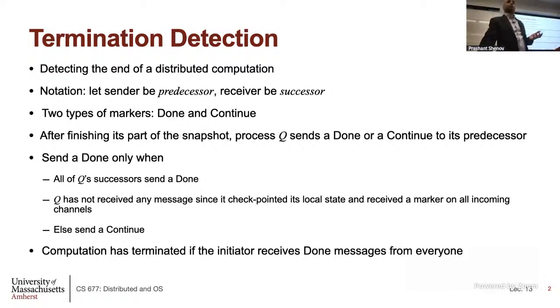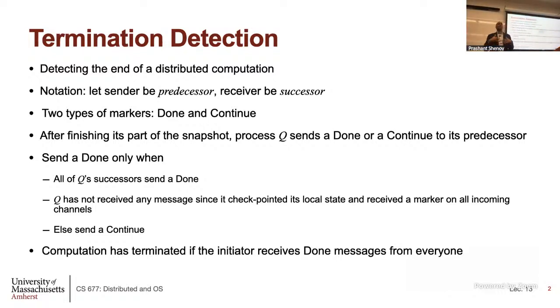So these messages are going to flow back all the way to the process that initiated the snapshot, and either that process is going to get done from all of its neighbors, or at least one of them will say continue. If any process says continue, that means the computation is not finished, so processes cannot terminate themselves. They need to keep running. But if everybody says done, then as part of the distributed snapshot, you can also say that the computation is finished and terminate the computation.